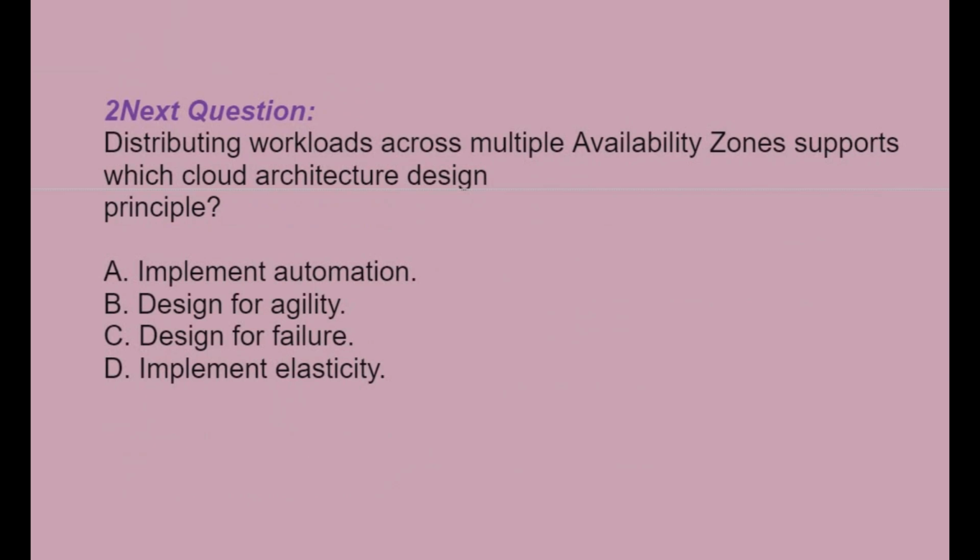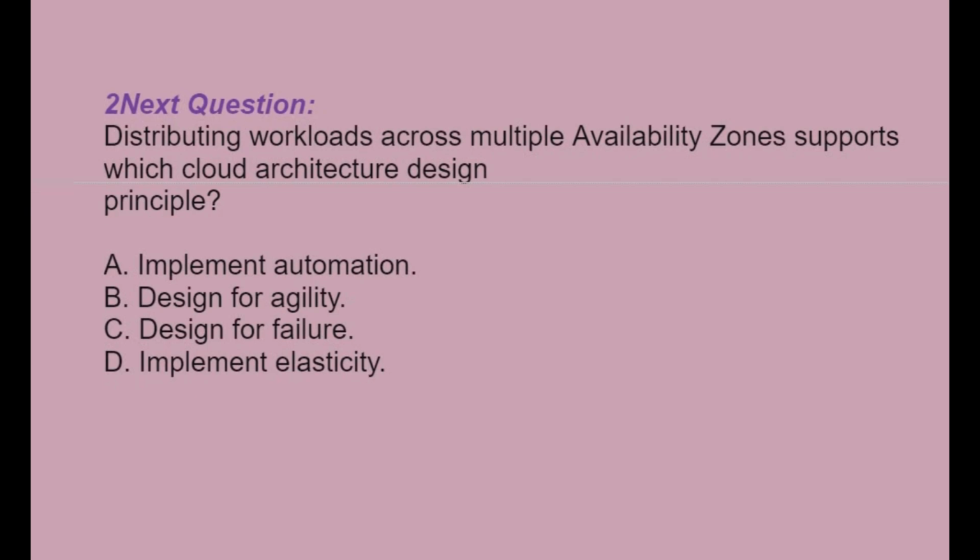Question is distributing workloads across multiple availability zones supports which cloud architecture design principle? Option A, implement automation. Option B, design for agility. Option C, design for failure. Option D, implement elasticity. Correct answer is option C.